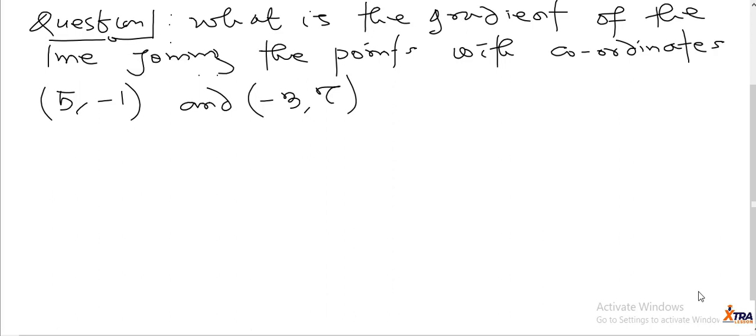Hi guys, welcome back to the class. So in this class now we are solving questions on gradient of a line. So let's solve the given question.